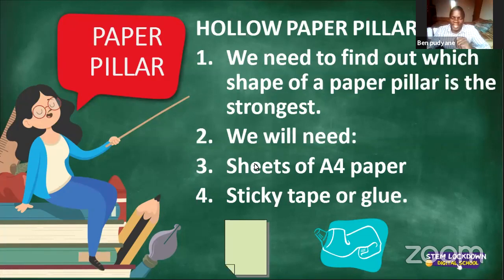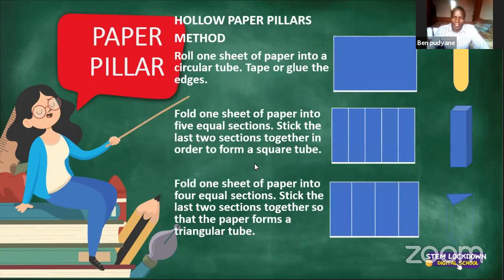On the next slide, we have the methods. You must roll 1 sheet of paper into a circular tube. I just roll it like this to make a circular tube. When I have rolled it like this, do you see it's a tube? You can see through it inside, which shows that it is a tube.